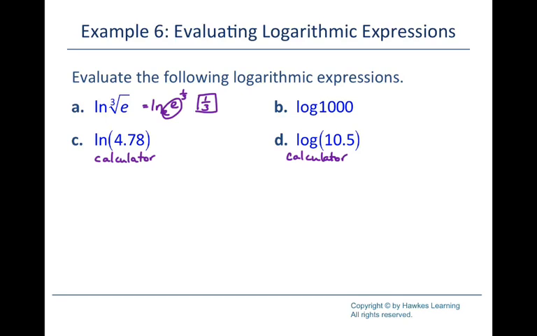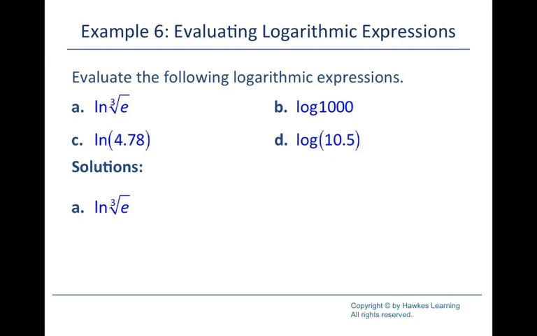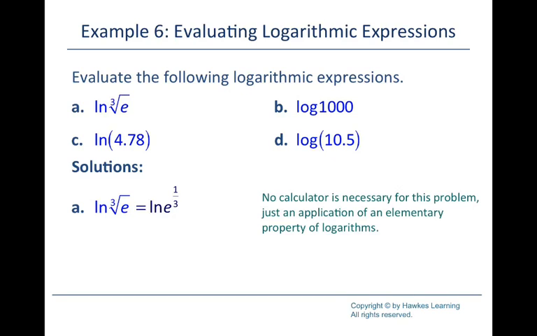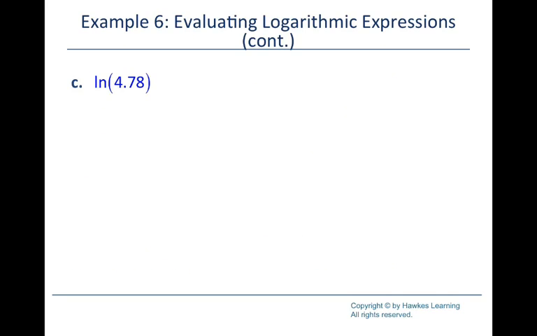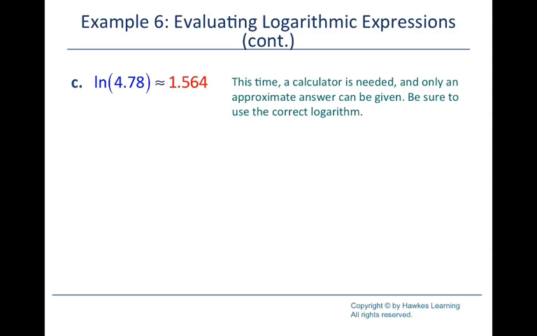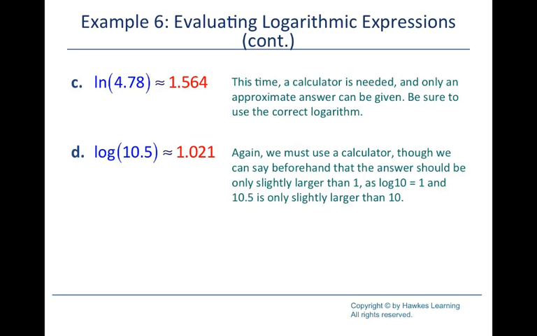Now the log of 1,000, we know that's base 10. It's not written, but since there's no base there and it's log, we know that's the same as log base 10. And 1,000 is 10 to the 3rd power. Bases match, so 3 is my answer. So let's go through the solutions. No calculator necessary, the answer is 1/3. B, same thing. C, put it in the calculator and you're going to get 1.564. And D, same thing, put it in the calculator and get 1.021.